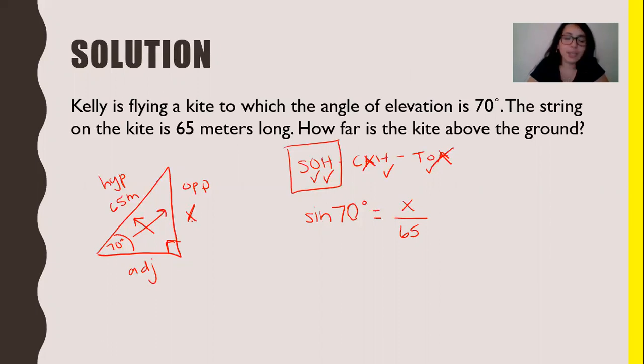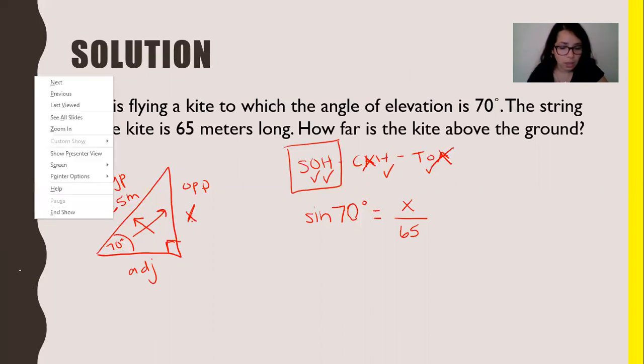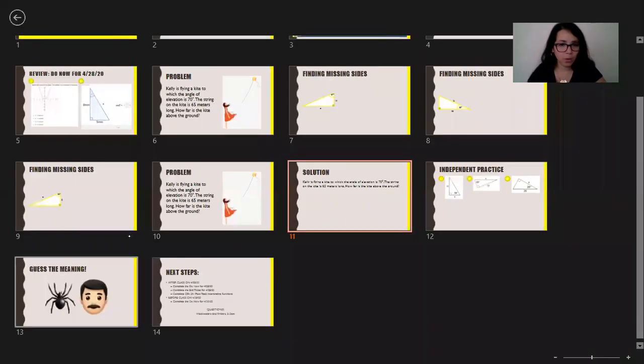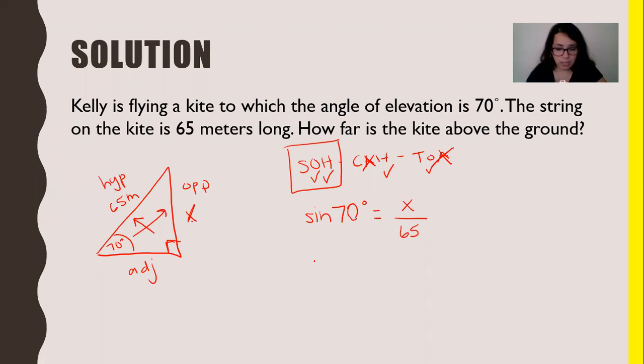I got 0.906. Oh wait, what was it? I got 0.939. Yeah, I got 0.939. Oh, I put the wrong number. Okay. So you got 0.939, right? That's what we said? 0.939? Yes. 0.939 is equal to that.